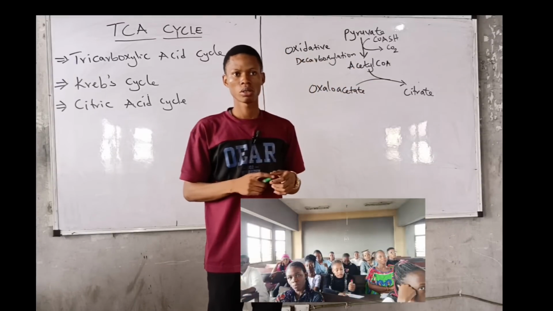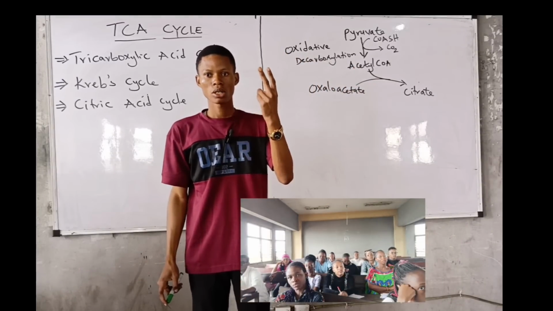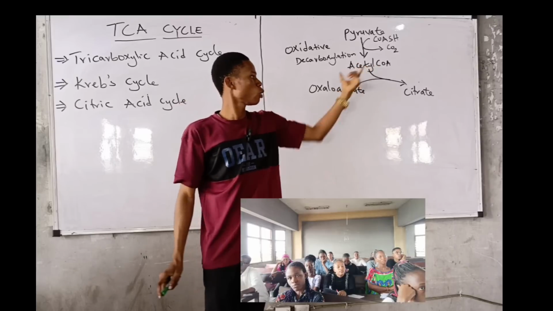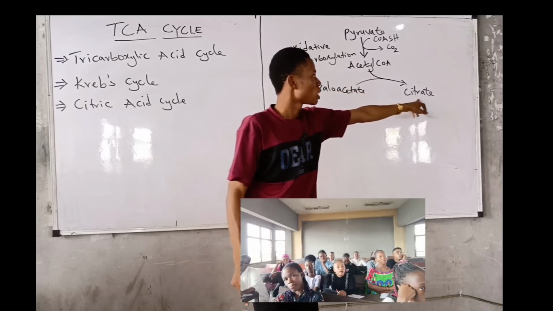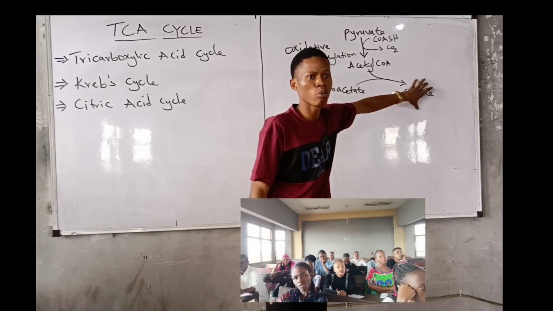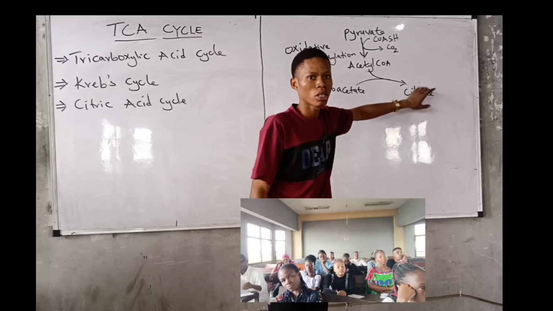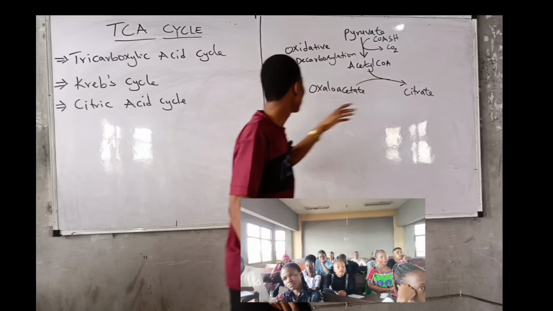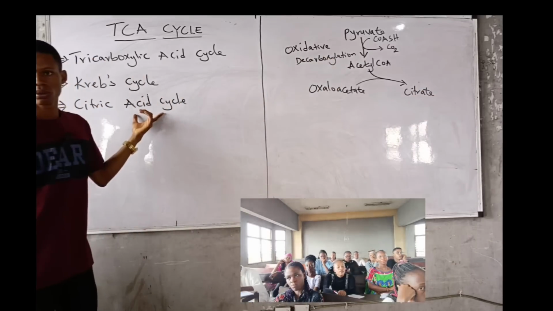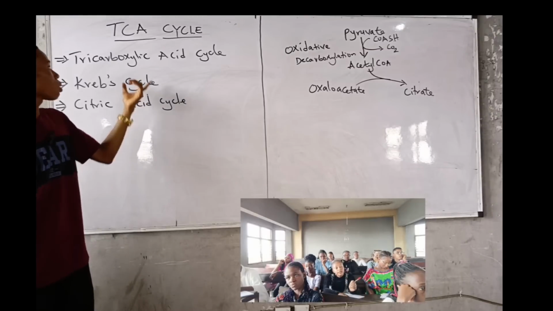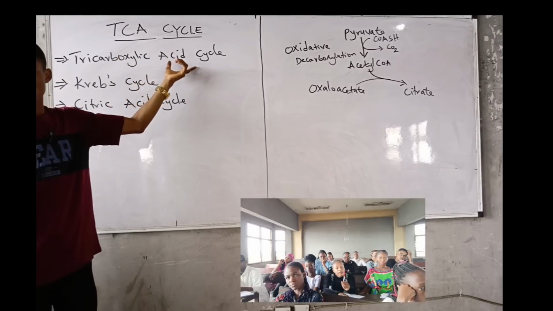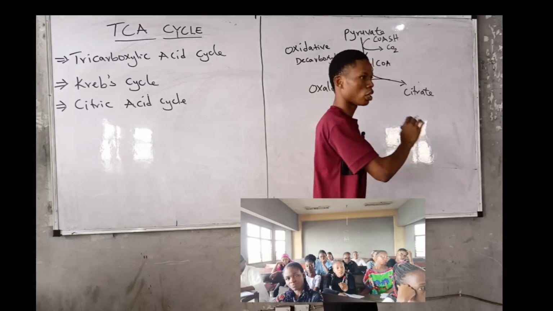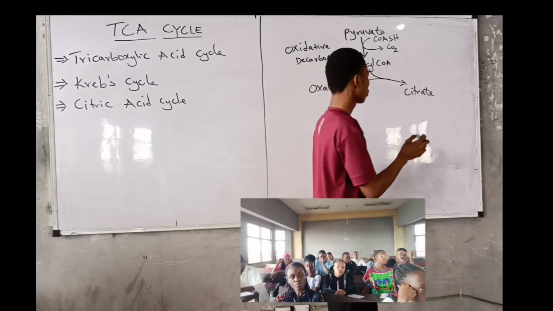Acetyl-CoA has how many carbons? 2 carbons, right? Oxaloacetate has 4 carbons. 2 plus 4 gives us what? 6. This is the first product we are forming in the cycle. Citrate. That is why this citrate is citric acid. That's why we call it the citric acid cycle. And it's a tricarboxylic acid. That's why we call it the tricarboxylic acid cycle. Do you get that? Now, citrate has been formed. I'll give you the enzyme later and other stuff. So let's get the substrate first.